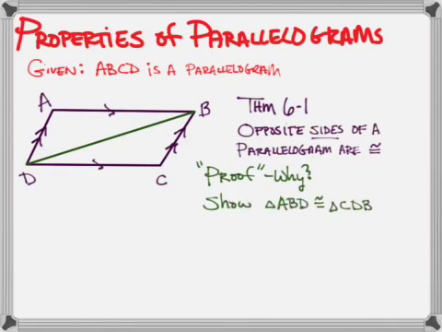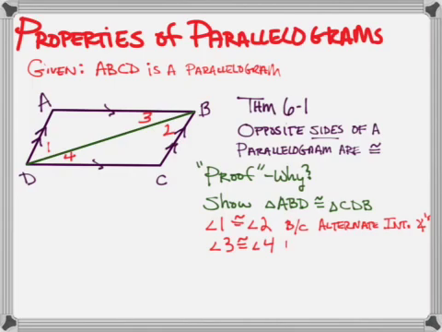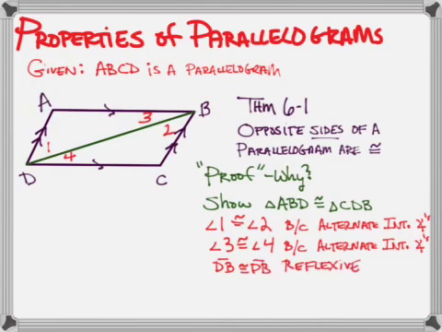And we're going to have to use one of our postulates to get there. Well, we know a lot about angles and parallel lines cut by a transversal. So I know 1 and 2 are congruent because they are alternate interior angles. I also know that 3 and 4 are congruent because they're alternate interior angles for the other set of parallel lines. And I know that line segment DB is congruent to itself from the reflexive property. Alright, therefore triangle ABD and triangle CBD are congruent from angle side angle.